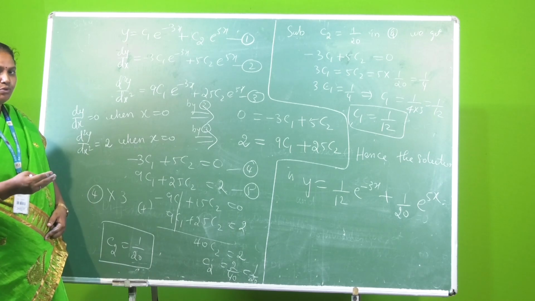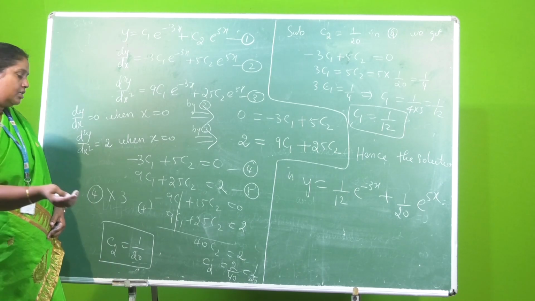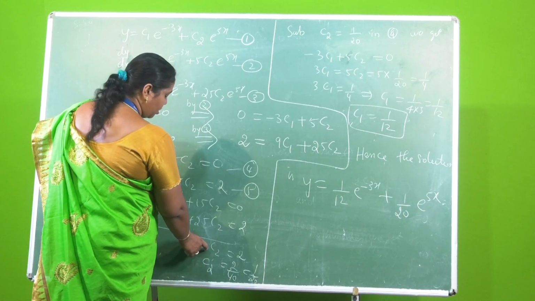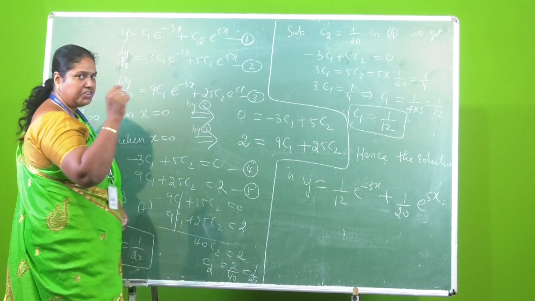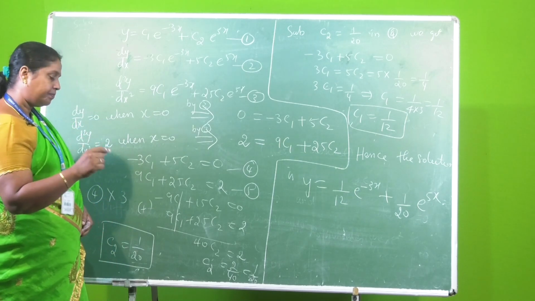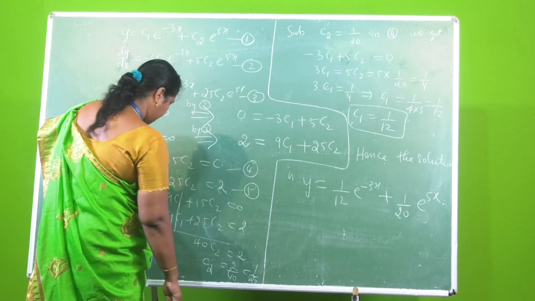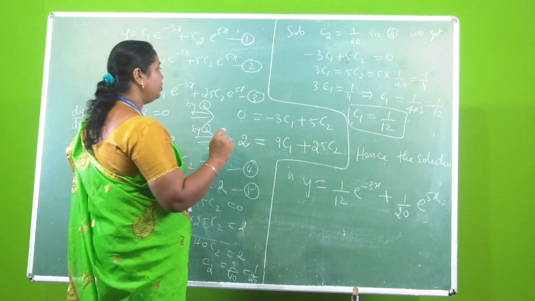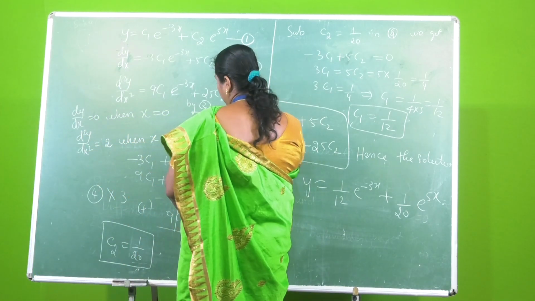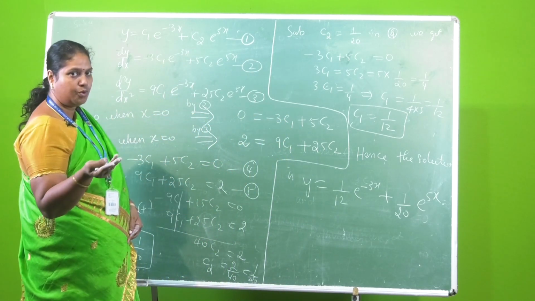We need only c2. So if you take the 40 to the right-hand side, since it is in multiplication form, it will be in division form. So c2 will be 2 divided by 40. If we divide by 2, it is 1 by 20. So the value of c2 is 1 by 20. By using this value, or doing the same process, you can also find the value of c1.